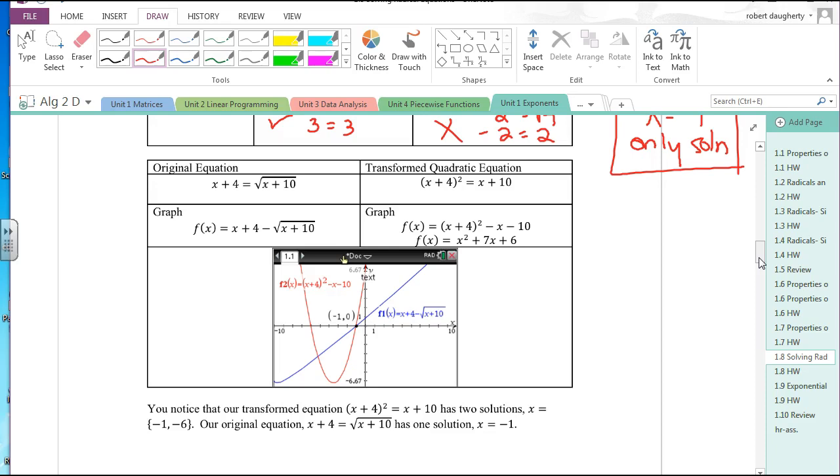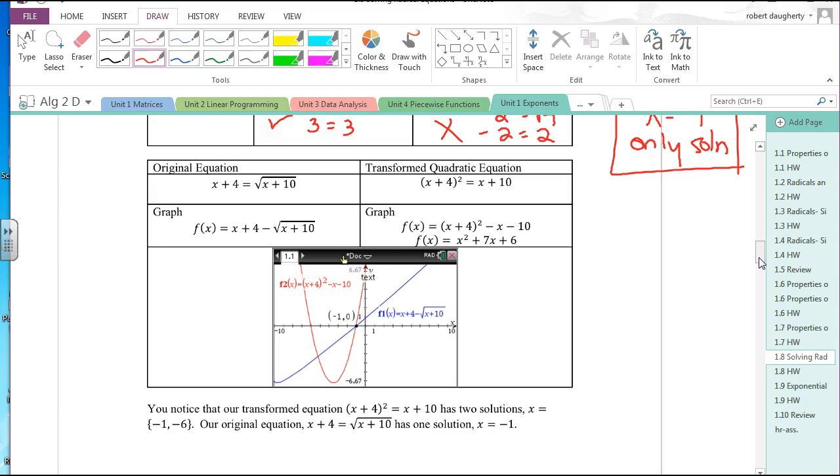The quadratic does. Right here. So when we solved that quadratic, we found x is -1 and -6. But when we plugged it into the original equation, only the -1 worked, okay? And so this is graphically showing that to you, which is sort of beyond the scope of what we're doing, certainly for the test that's coming up. But I just want to show you what was happening.